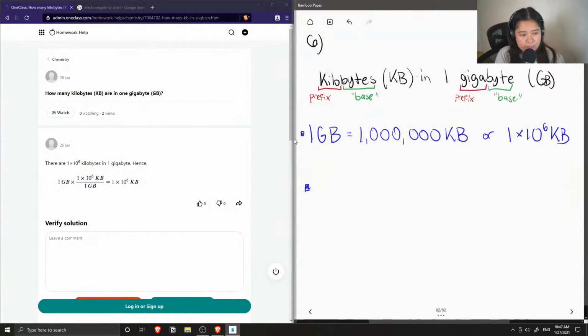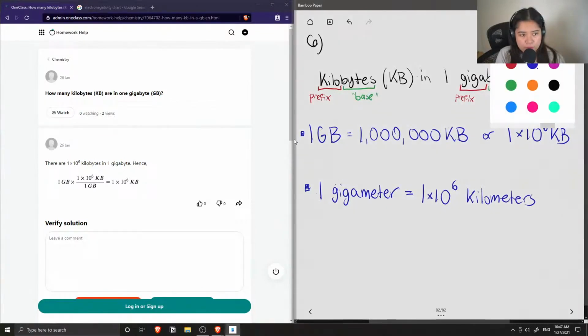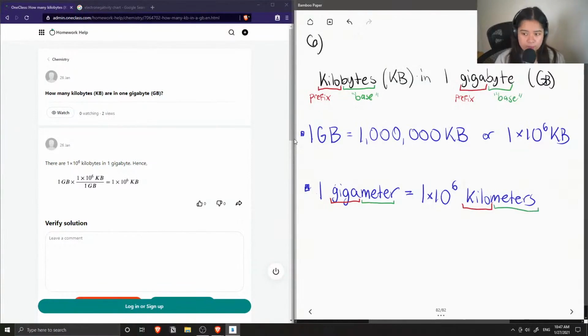Even though we don't technically use the term gigameter, it can still technically exist. So let's say we had 1 gigameter. This would also be equal to 1 times 10 to the 6 kilometers. And the reason for this is because of these prefixes that can help us convert from different units, whatever is easier.